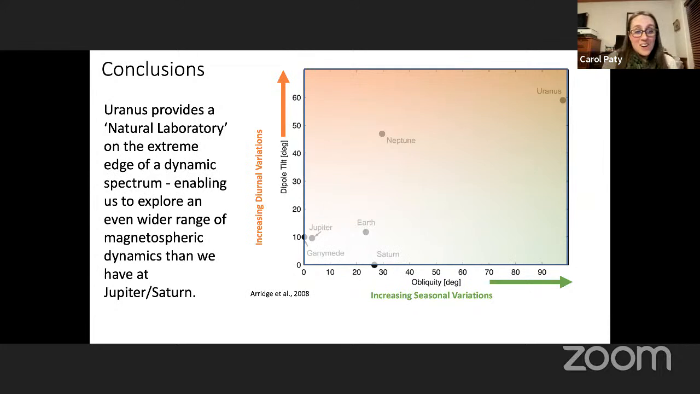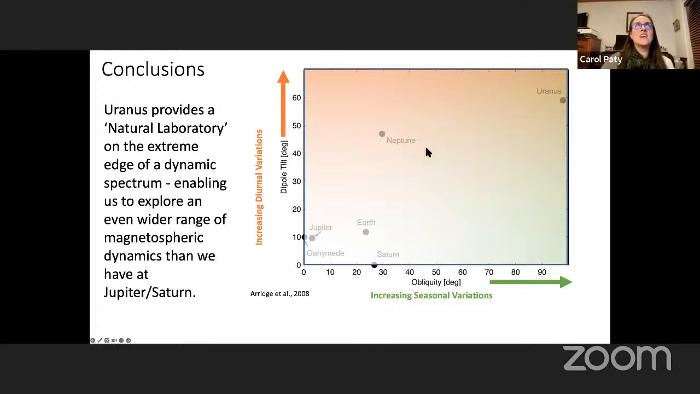So quick conclusions. I know I've thrown a lot of information at you about magnetospheres and icy moons and ice giants, but I think my conclusion in this is that I love Neptune and Triton, and I'm sad that we're not going with Trident to visit that magnetosphere. But the decadal survey pointed to Uranus as our next big target. And it provides such an incredible natural laboratory for the extreme edge of a dynamic spectrum of magnetosphere solar wind interactions that how can we not explore it? It's going to be fantastically terrific.